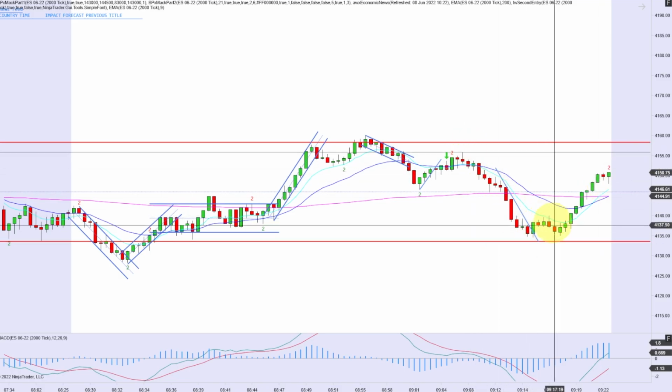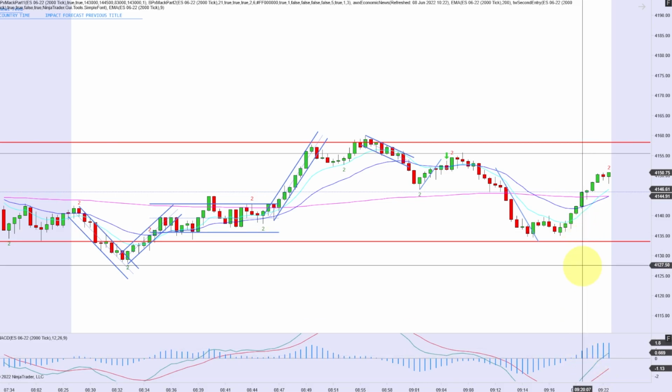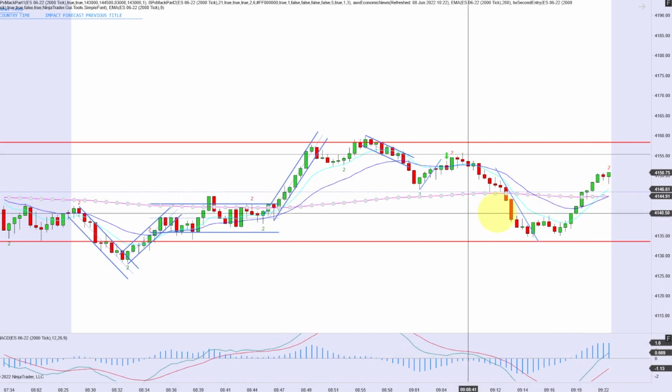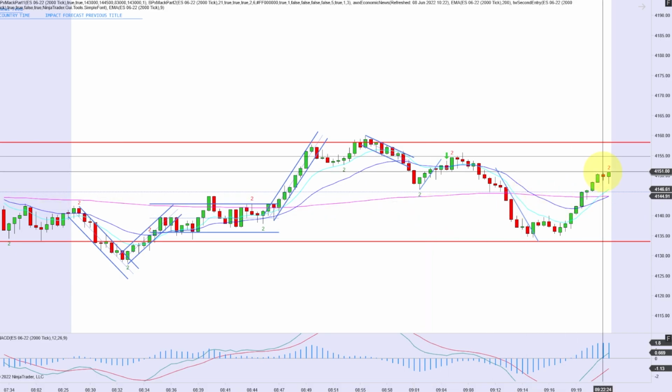You can see that this downtrend has played out. We had the crossover of MACD. We're pushing into bullish momentum. 9 EMA crossing over 21 EMA. 200 EMA isn't as important right now. I'm entering one tick above this signal bar.